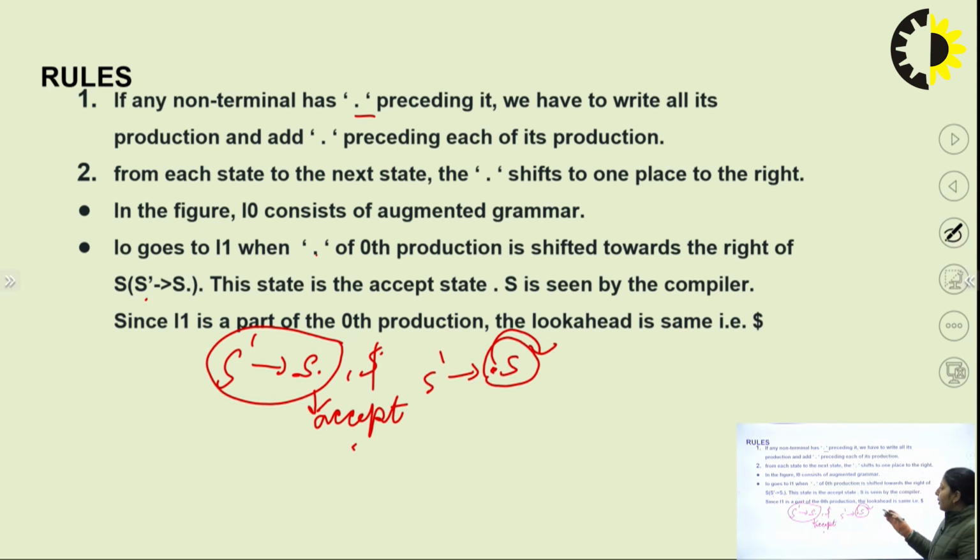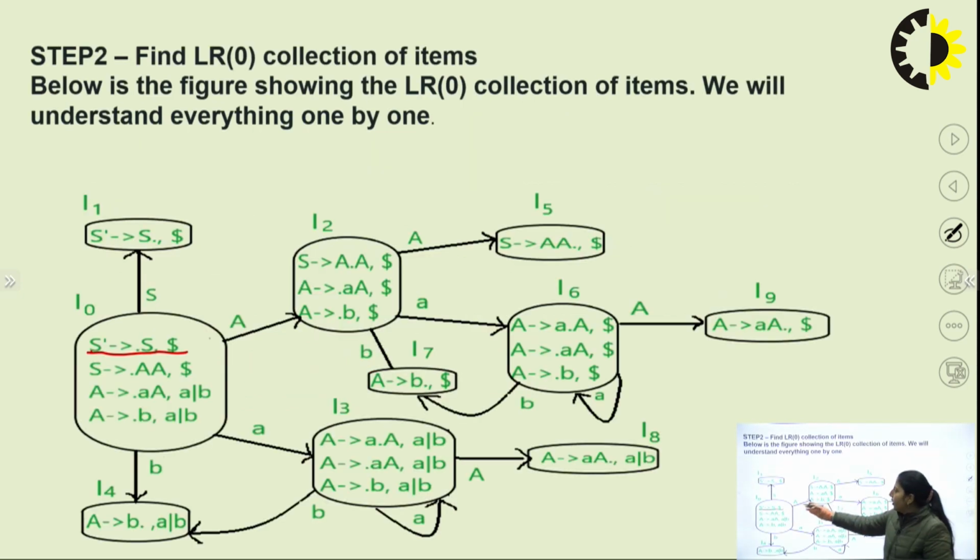Since I1 is a part of the zeroth production, the look ahead is the same, that is the dollar. Here you can say I0 goes to I1, so the production will become like this, and the dollar is the same as the look ahead of the zeroth production. So, this state is the accept state, right? Now, the second production is S gives dot A comma dollar.